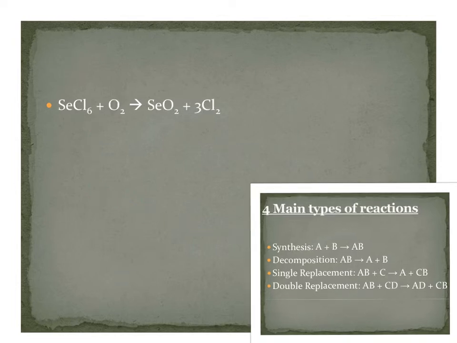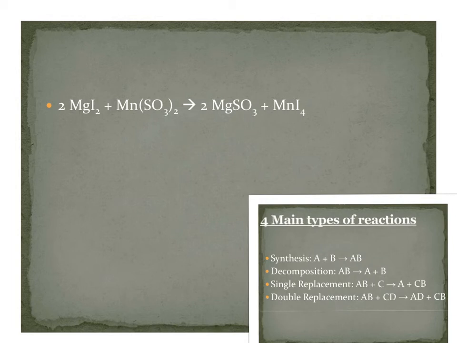In this example, we have a compound and an element. And what happened is the element, oxygen, replaces the element chlorine, which goes free. So this is an example of a single replacement. This is an example of two compounds changing places with one another. So Mg switches places with Mn. And so this is an example of a double replacement.